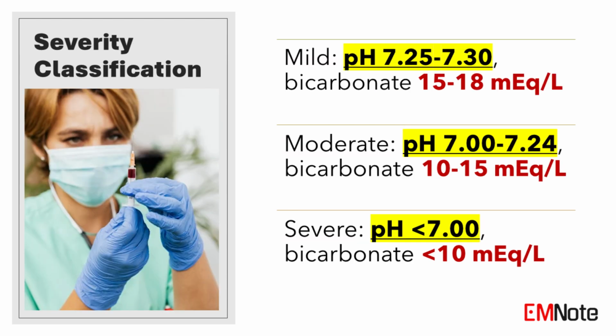The severity of DKA is classified based on the degree of acidosis. Mild DKA, pH 7.25 to 7.3, bicarbonate 15 to 18 milliequivalents per liter. Moderate DKA, pH 7.0 to 7.24, bicarbonate 10 to 15 milliequivalents per liter. Severe DKA, pH below 7.0, bicarbonate less than 10 milliequivalents per liter. This classification is crucial in determining the appropriateness of subcutaneous insulin therapy for a given patient.